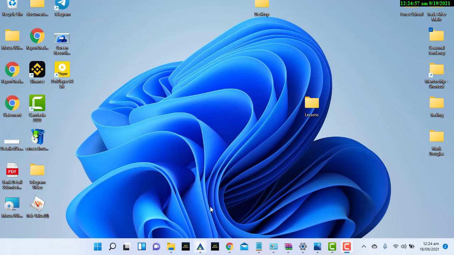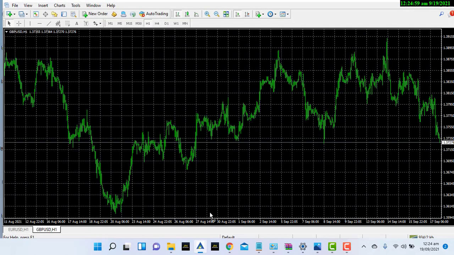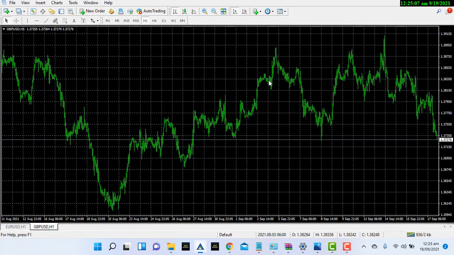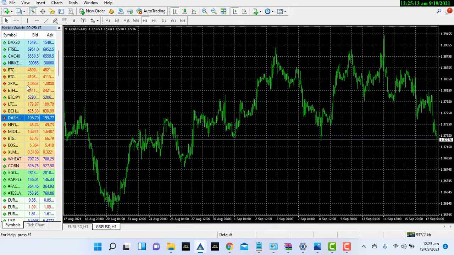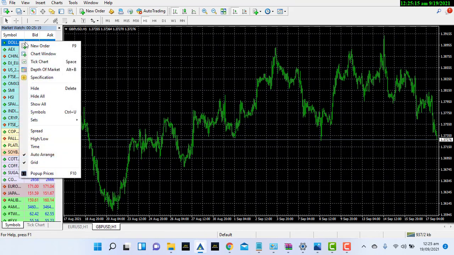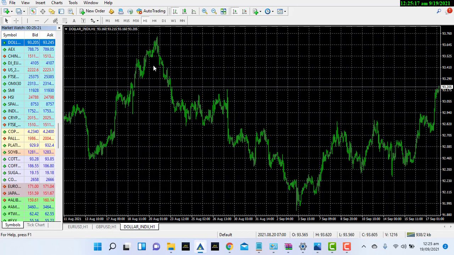Alright, so let's see. Let's start with the dollar index. What's happening on the dollar index? So that's what I personally look for. These are all my trades on. Okay, so the dollar index chart.